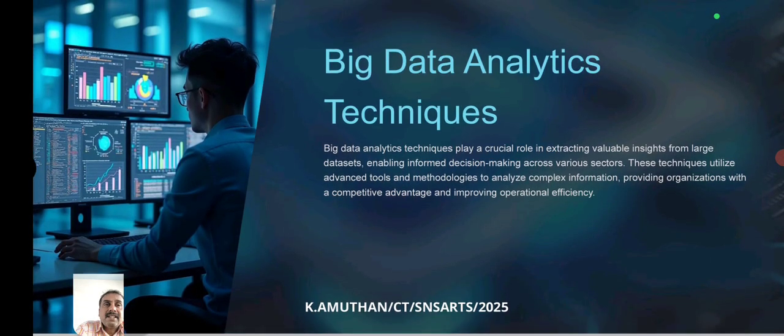Big data analytics techniques play a crucial role in extracting valuable insights from large data sets, enabling informed decision making across various sectors. Various sectors means that in big data there are huge data sets, a variety of data sets, dumped in one place. We have to extract our specific data, enabling informed decision making across various sectors.